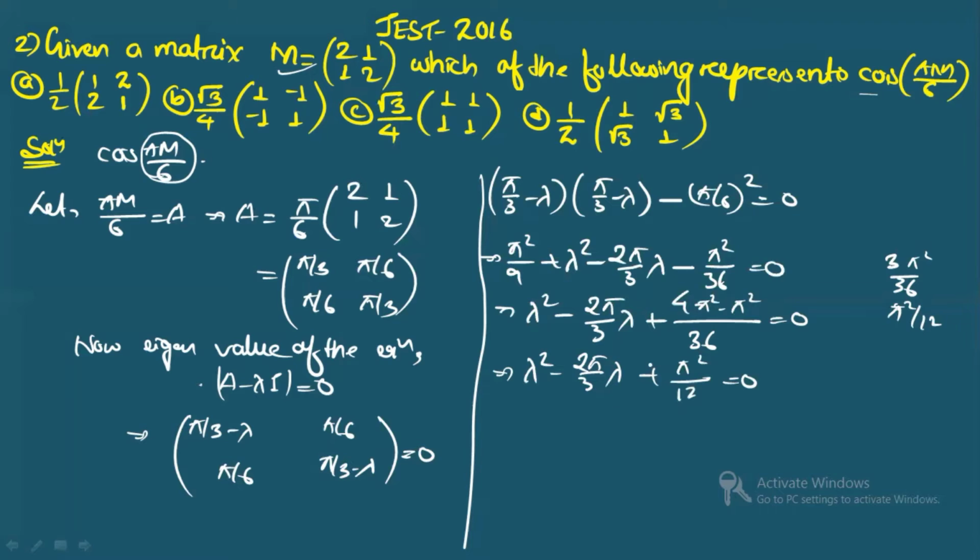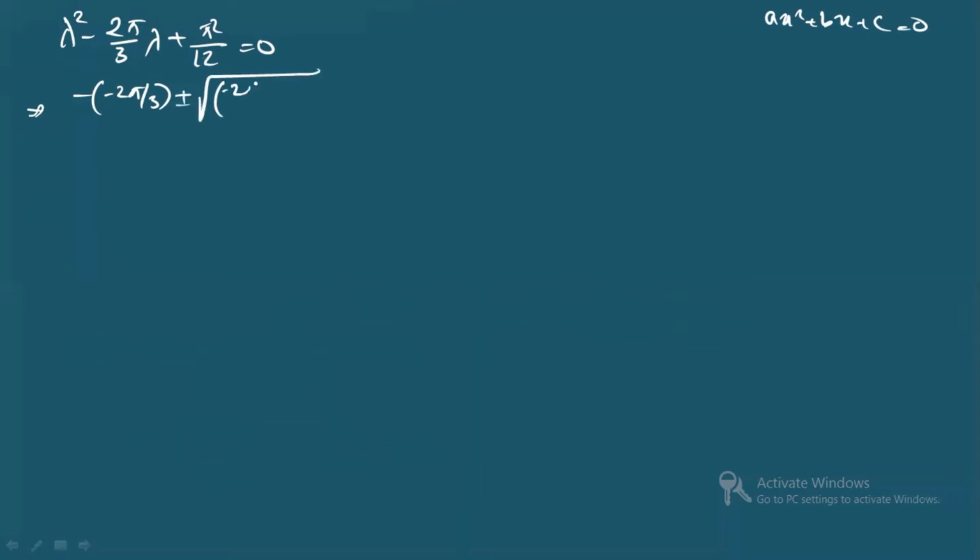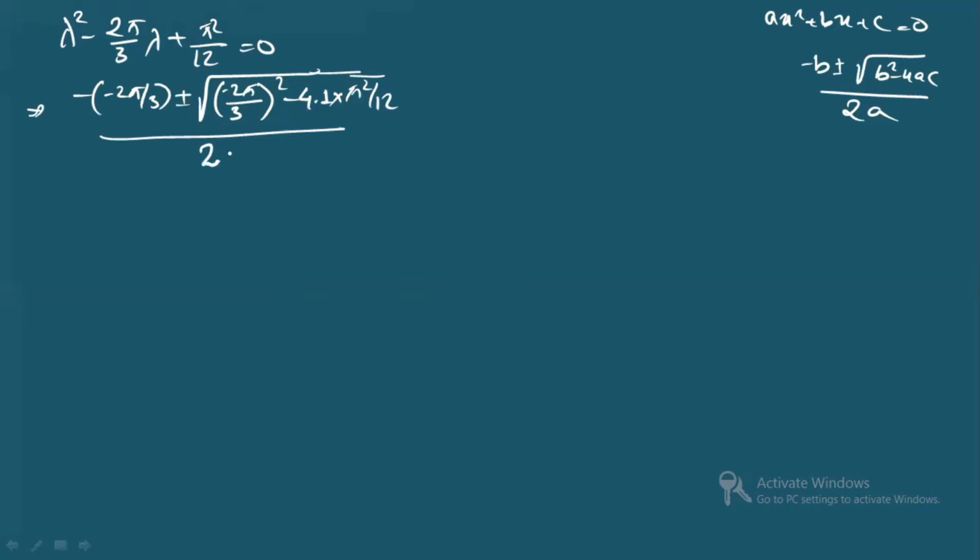So now what we will do? We will solve this equation, because this is a quadratic equation. What you are having here is lambda square minus 2 pi by 3 lambda plus pi square by 12 equals 0. So use the quadratic equation formula. Minus b, so minus of minus 2 pi by 3, this is b. You know the form, ax square plus bx plus c equals 0. So plus minus root over minus 2 pi by 3 whole square, because the formula is minus b plus minus root over b square minus 4ac, divided by 2a. This is minus 4, a is here 1 and c is here pi square by 12, divided by 2a, so it is 2.